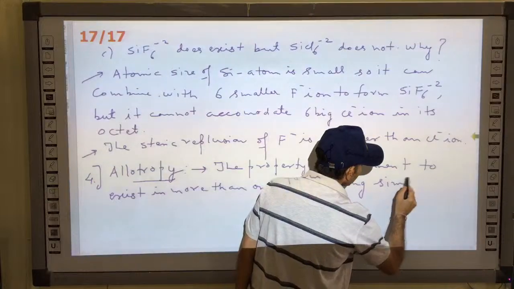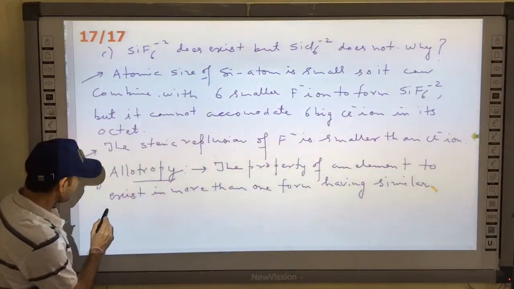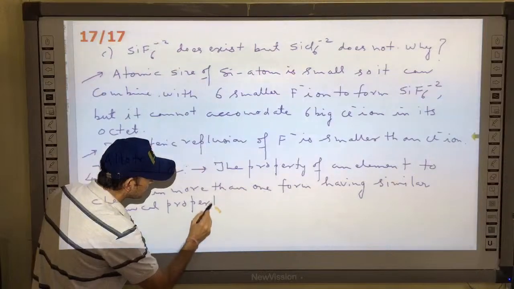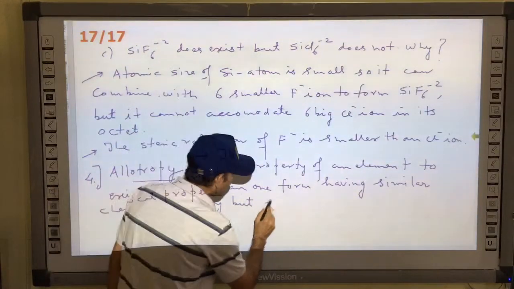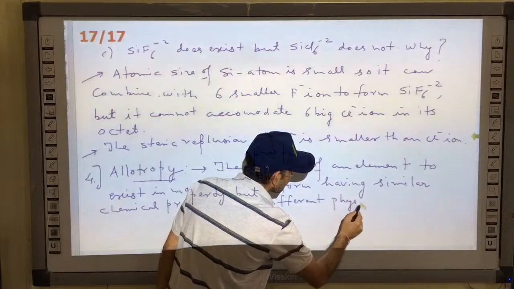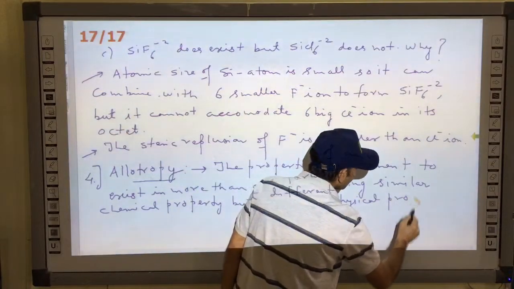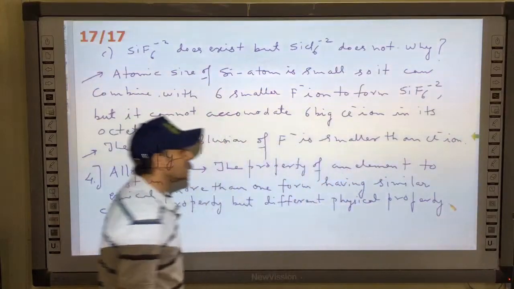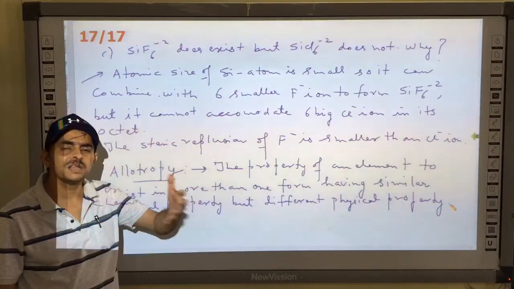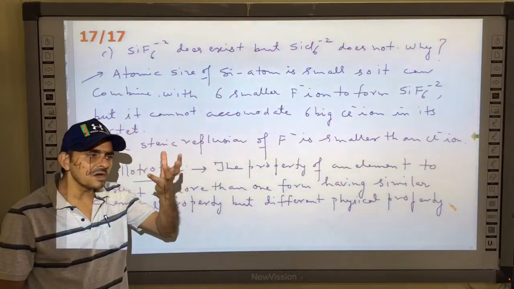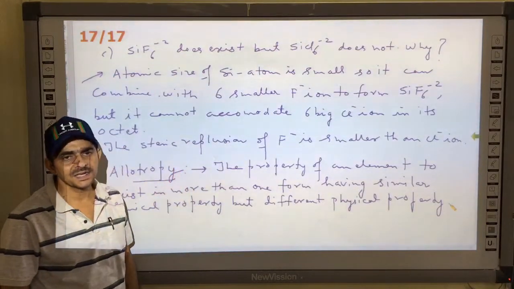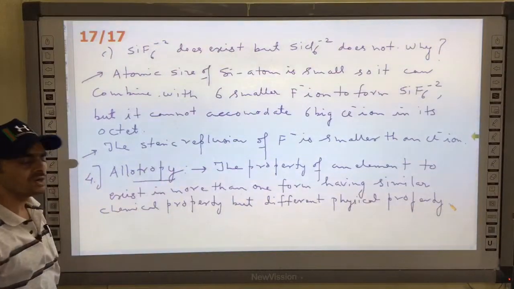having similar chemical properties but different physical properties. This phenomenon is known as allotropy. An element can exist in nature in more than one form, but in those forms the chemical properties remain the same while the physical properties are different. Then that phenomenon is known as allotropy.